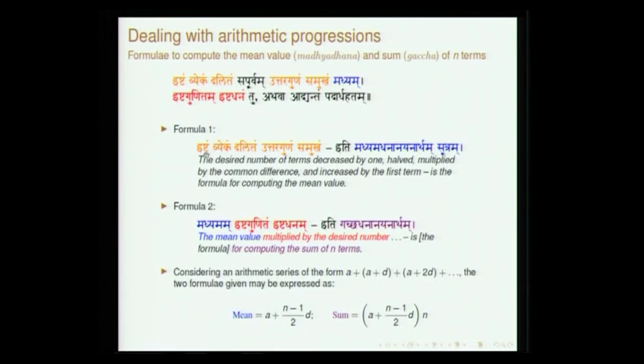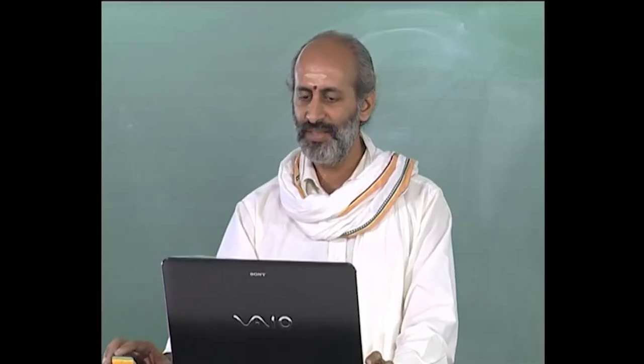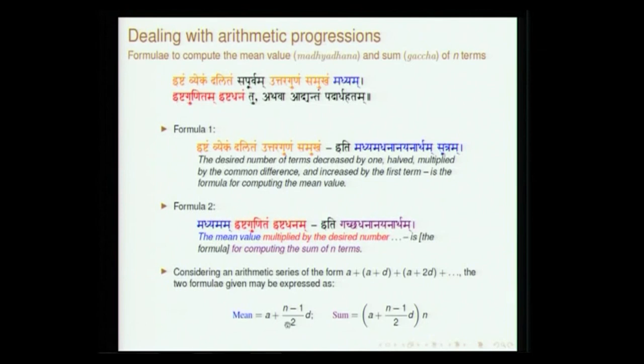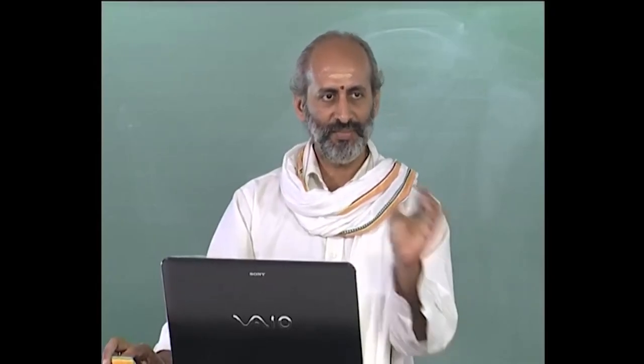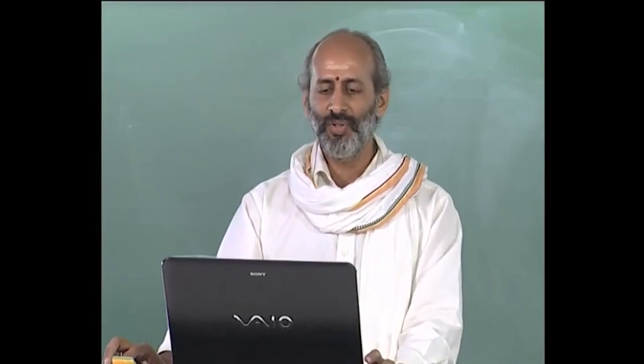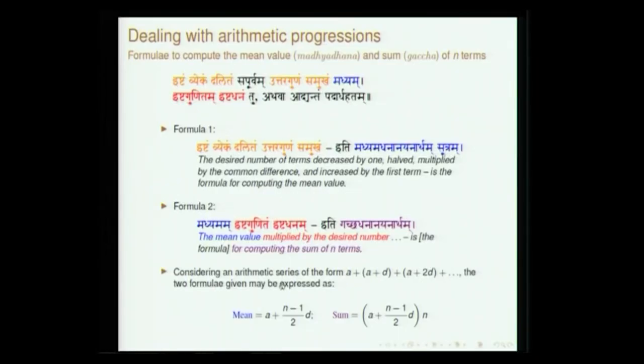The formula he says is Ishtam Vyekam. Vyekam means one is removed from that. Ishtam basically is the number of terms in the series. So Vyekam, you remove one. Dalitam, divide by 2. So Ishtam Vyekam Dalitam Uttara Gunam. Uttara is the common difference, the factor by which it increases. So Uttara Gunam Samukham. Mukha is the first term, so add the first term. Okay, what does this give you? This gives you the mean. You just have to combine these words, Ishtam Vyekam Dalitam, leaving out Sapurvam, Uttaragunam Samukham. So it gives you Madhyam, the mean value of the series.